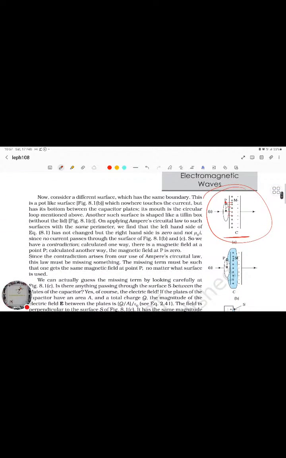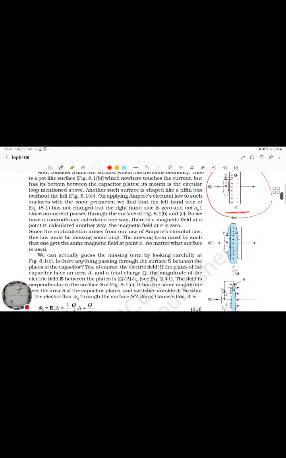Now consider a different surface. So initially we considered a circular surface which is perpendicular to the movement of current flow. But now we will consider some other surface which has the same boundary. This is a pot like surface. If we refer to figure 8.1b, this is a pot like surface which acts like a pot which nowhere touches the current but has its bottom between the capacitor plates.